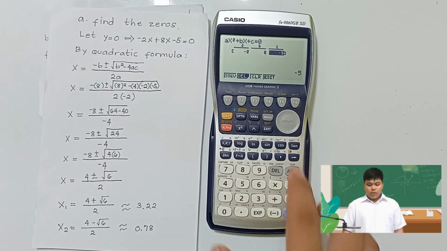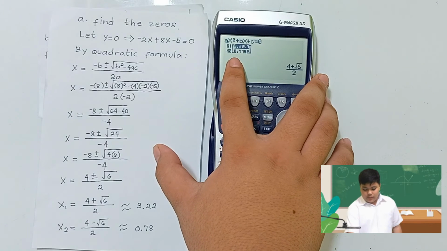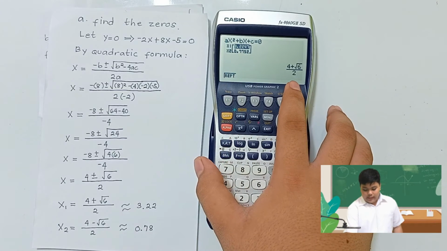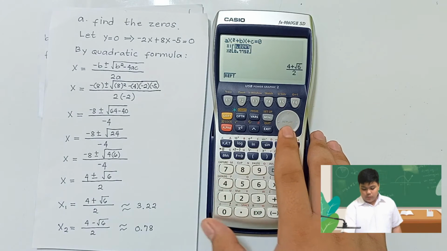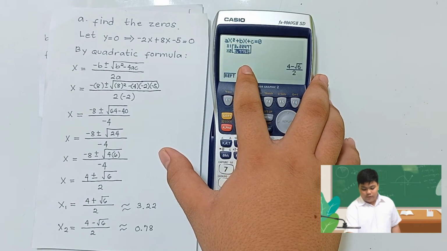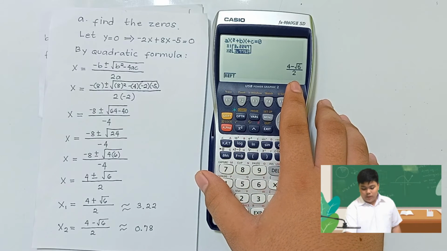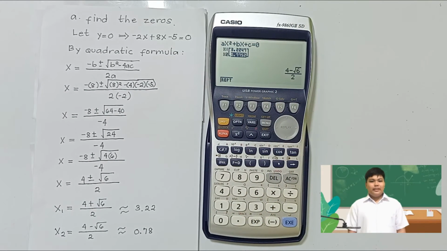To find the zeros, we're going to press F1 to solve. What's good about this calculator? It provides you an exact decimal and radical value. For x sub 1, the decimal value is 3.2247 and the radical value is 4 plus the square root of 6 all over 2. For x sub 2, the decimal value is 0.7752 and the radical value is 4 minus the square root of 6 all over 2. Based on the calculator, the answers in our manual solving are correct.